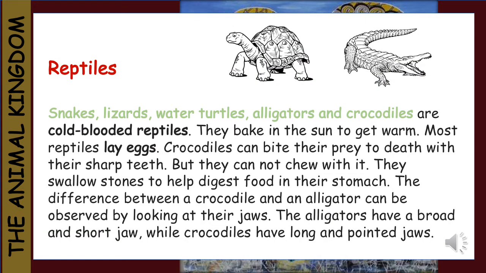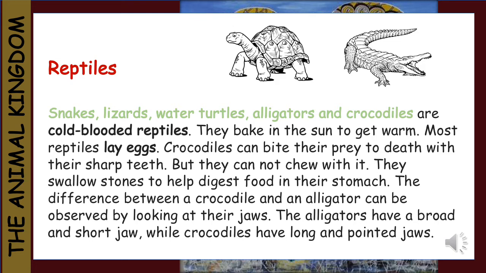The next group we will be talking about are our reptiles. Snakes, lizards, water turtles, alligators, and crocodiles all form part of this list. They are cold-blooded reptiles. They bake in the sun to get warm because they cannot regulate their own body temperature. Most reptiles lay eggs. Crocodiles can bite their prey to death with their sharp teeth, but they cannot chew with it. They swallow stones to help digest food in their stomach.